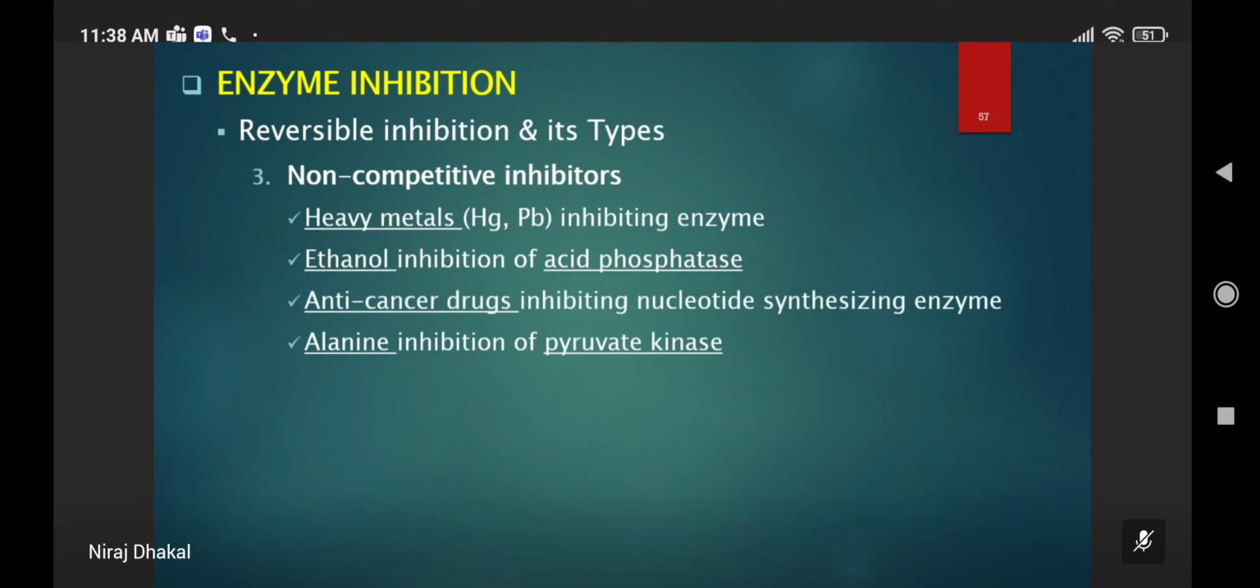Examples of non-competitive inhibitors are heavy metals inhibiting enzymes. These heavy metals bind with specific amino acids in the enzyme, inhibiting it. Others include ethanol inhibition of acid phosphatase, anti-cancer drugs inhibiting nucleotide synthesizing enzymes, and alanine inhibition of pyruvate kinase. So these are some of the examples of non-competitive inhibitors.